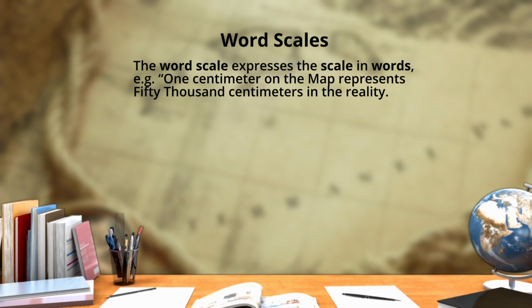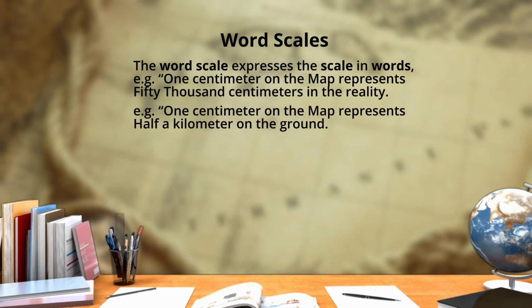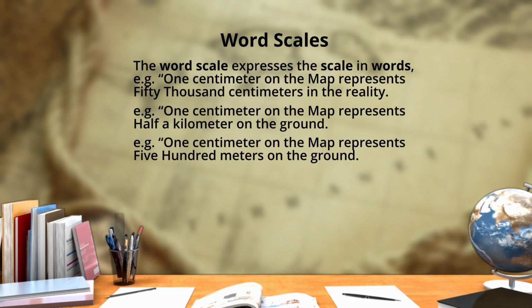Or you can leave the ground distance in other units. For example, 1 centimeter on the map represents 0.5 kilometers on the ground. It is still a correct statement scale. Or 1 centimeter on the map represents 500 meters on the ground. As long as it is written as a statement, the units can be different. However, the map distance must always be in centimeters. The ground distance can be centimeters, kilometers, or meters.